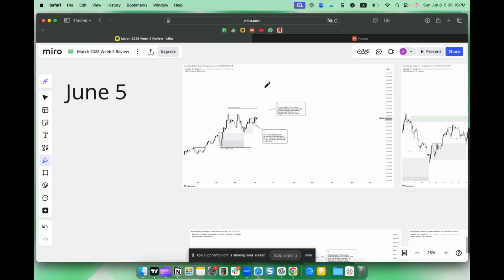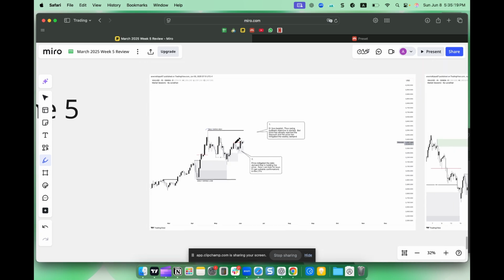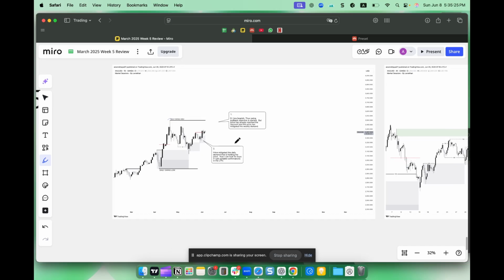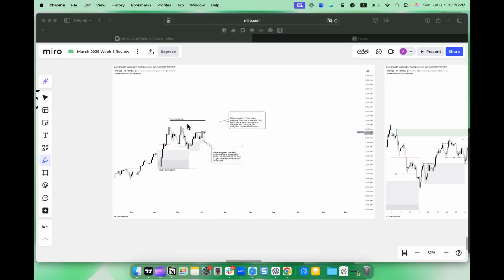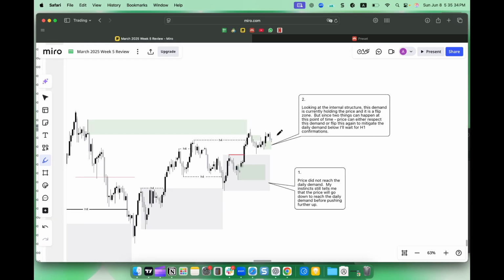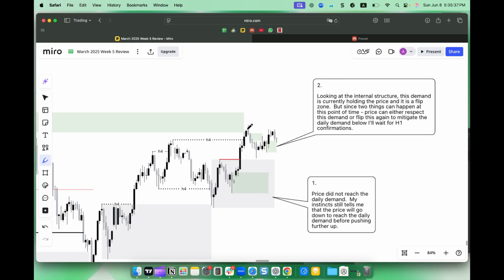So coming to June 5, again, still the daily demand is not yet mitigated. But if there is a strong bullish shift without mitigating the daily demand, then I can be looking for buys targeting the daily swing high. The internal structure is bullish in the 4-hour chart. If you see the internal range in the 4-hour, you can say that this supply has been flipped, and this internal fractal supply demand is currently holding the price. So if I get sufficient confirmation from this demand zone, then I can look for longs targeting this week high.